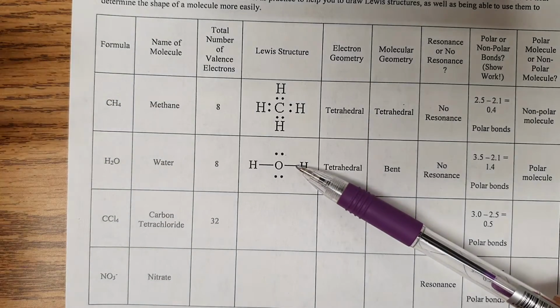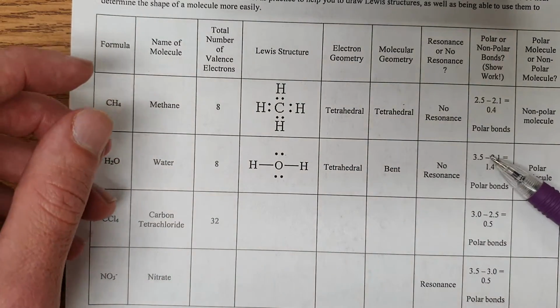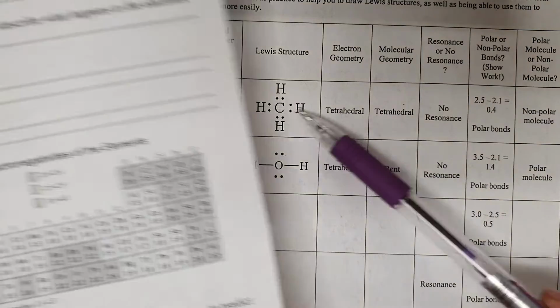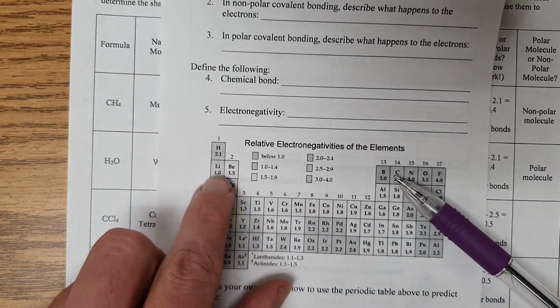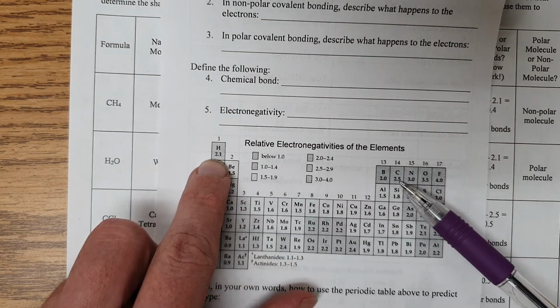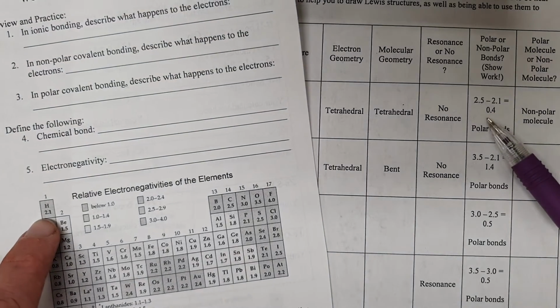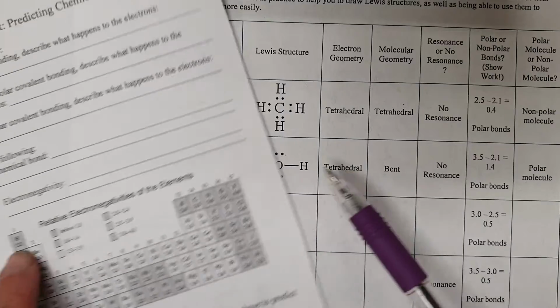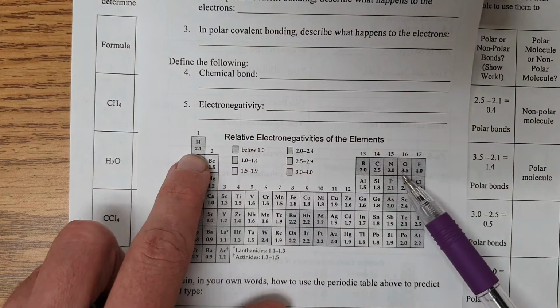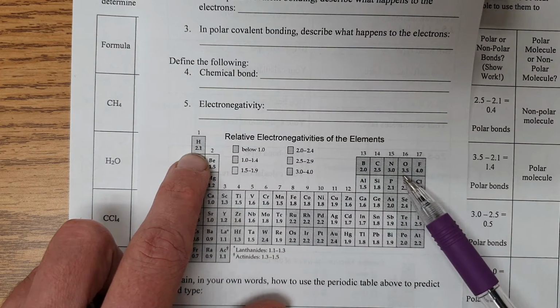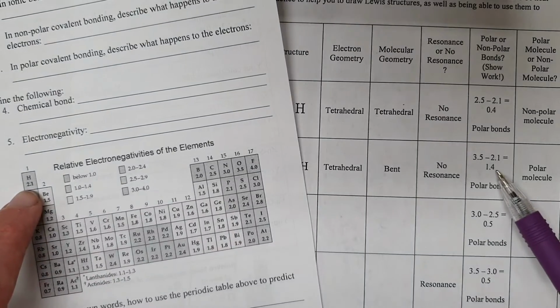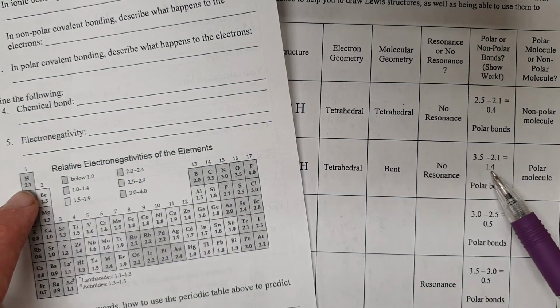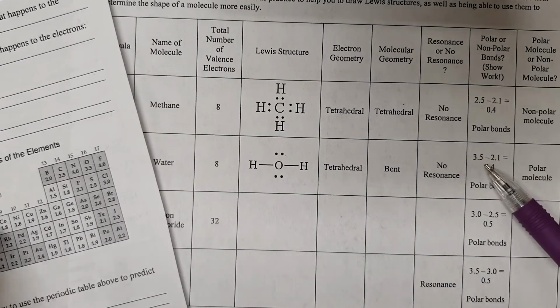It violates the octet or duet rule. The polar bonds: if you subtract carbon from hydrogen, there's a difference of 0.4. That makes polar bonds. For oxygen and hydrogen, oxygen's 3.5, hydrogen's 2.1. 3.5 minus 2.1 equals 1.4 difference, which is a polar bond. These both have polar bonds.